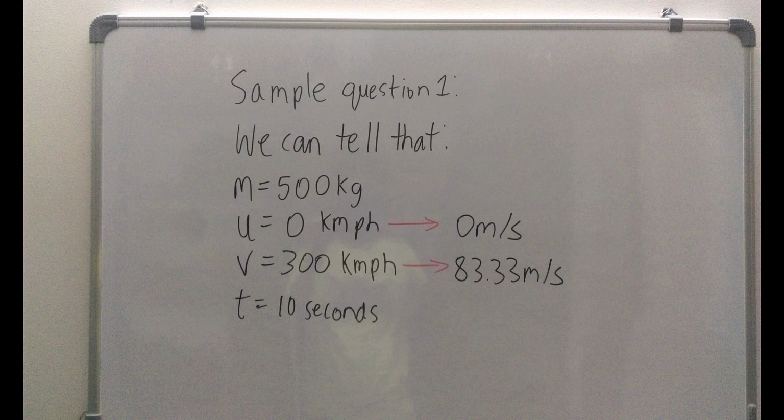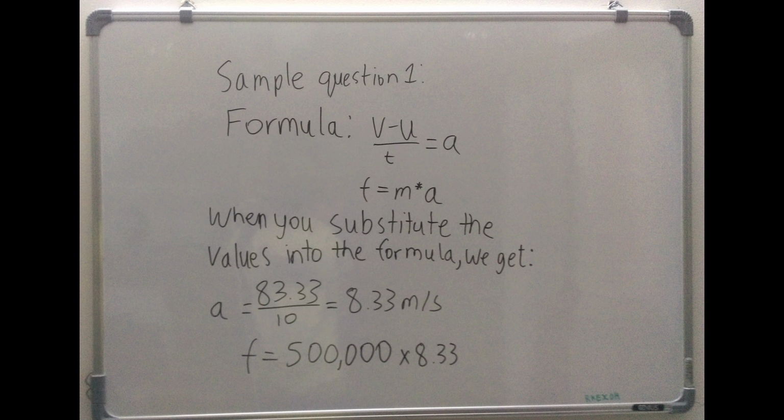Sample question 1. We can tell from the question that the mass of the car is 500 kilograms. The initial velocity is always 0 when an object starts from rest, and the final velocity, as mentioned, is 300 kilometers per hour. As I mentioned before, we have to convert kilometers per hour into meters per second when we substitute it into the equation. This gives us 83.33 meters per second. The time taken for the car to reach 300 kilometers per hour from rest is 10 seconds, so t is equal to 10.